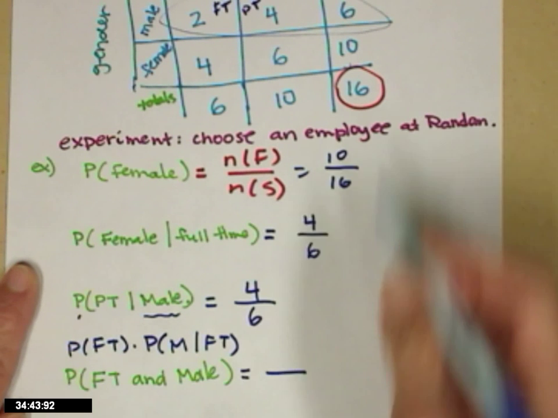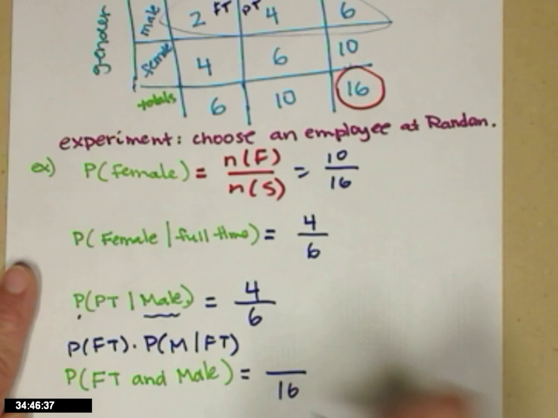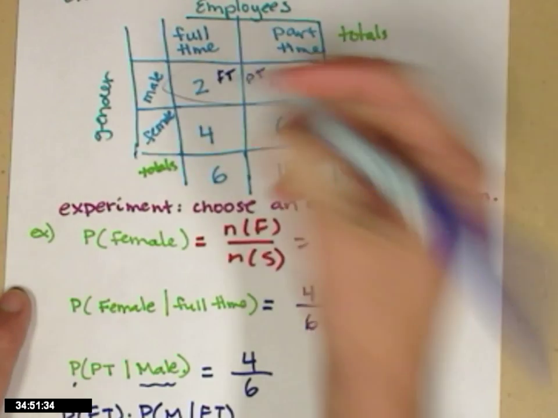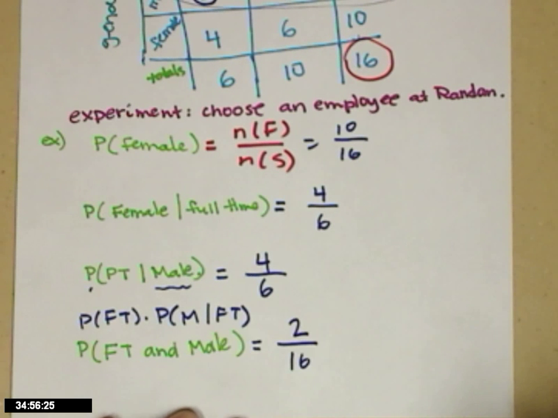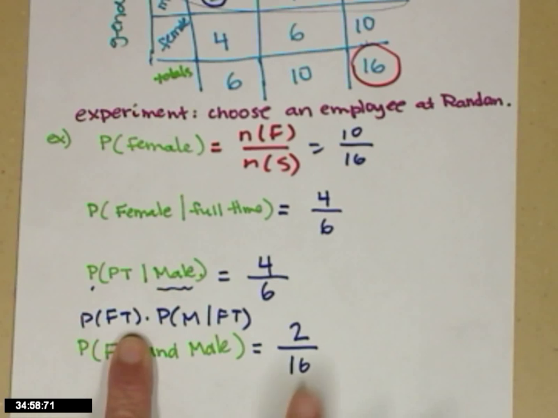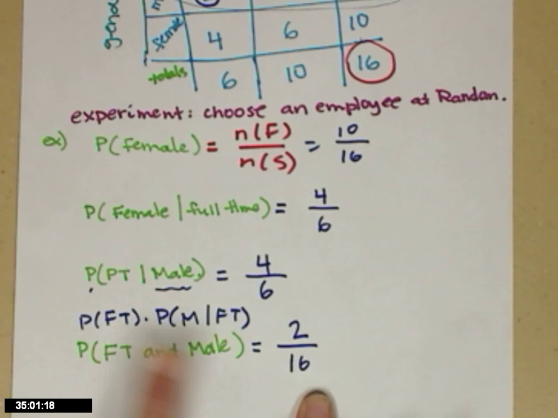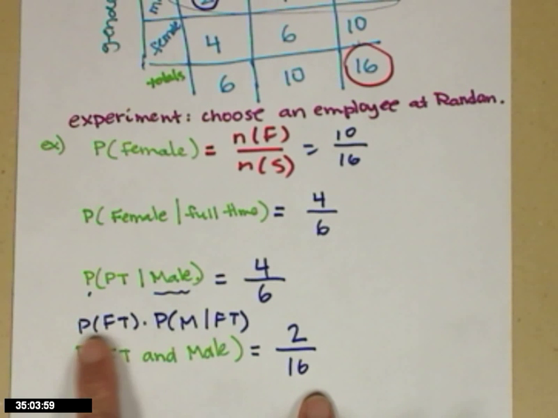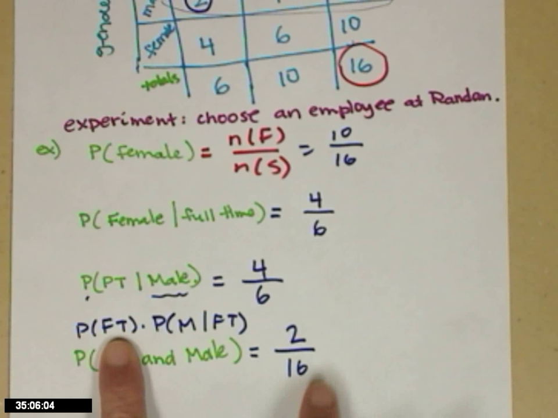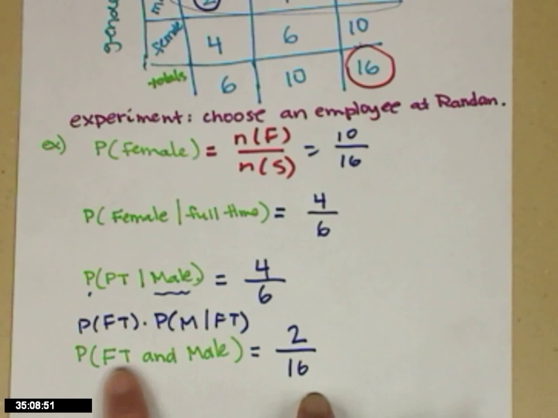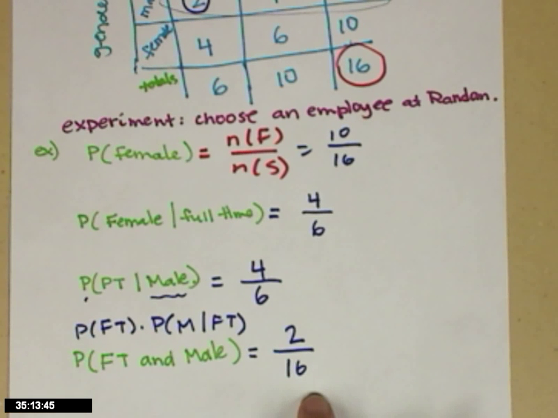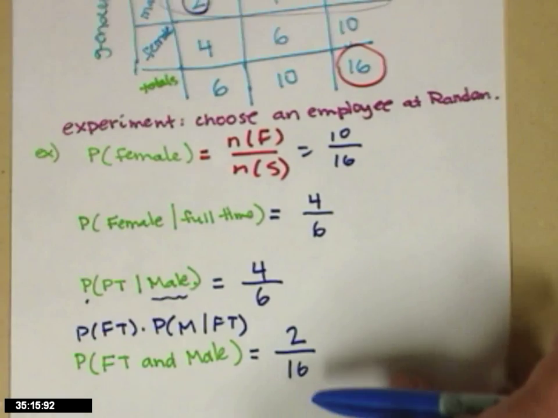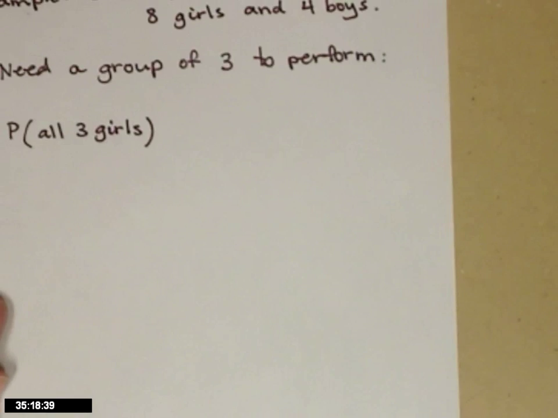Full-time and male. Altogether, I have 16 employees to choose from. And how many of those are full-time and male? Just those two. Now, if you do this formula, you're going to get the same ratio, right? But if you have the table, you don't have to go through this formula here. You can just look and pick off who works here, full-time and male. There are only two people who make that all happen. Okay? Okay, last page. Best for last.